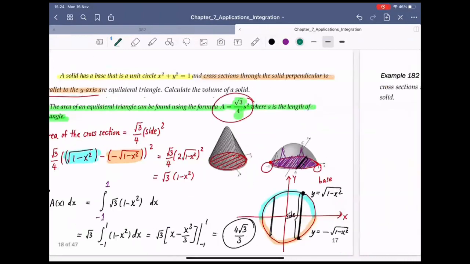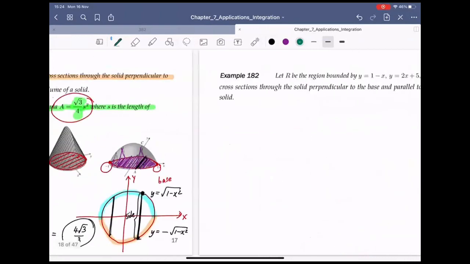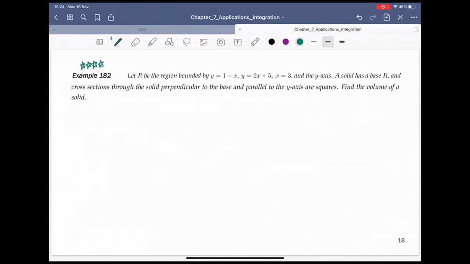All right. Example 182. Let's do this thing together. Again, 5 stars. So it's going to be the same format that you're going to see. Well, even on the homework, you're going to see the same format here too. So let's look at example 182.